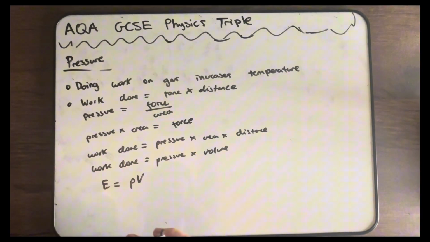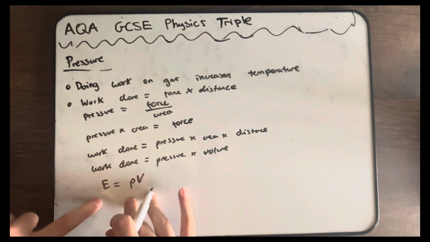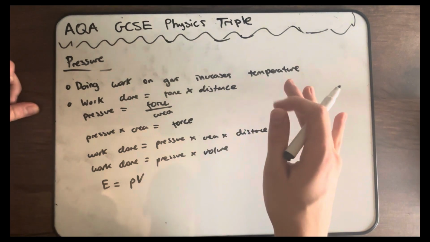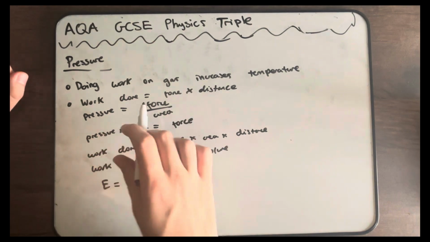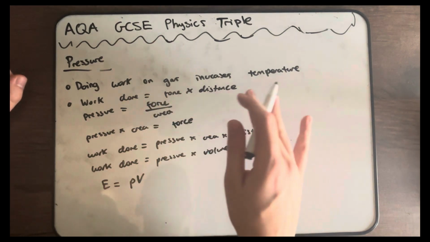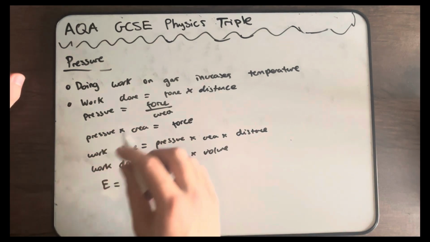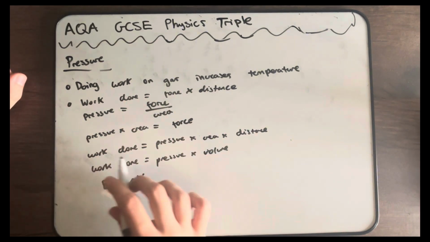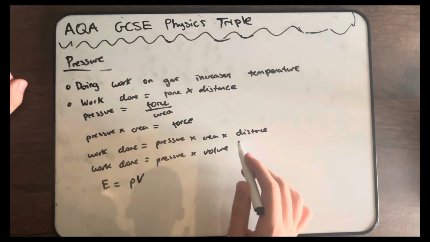Now this is just going to be a derivation of this equation which you will need to know for your exam. So doing work on a gas will increase its temperature, which I mentioned previously. Work done is force times distance, you know that, and pressure is force over area, which you also know. So if we rearrange to find the force, pressure times area will be the force. So the work done, if we substitute that in there, will be pressure times area times distance.